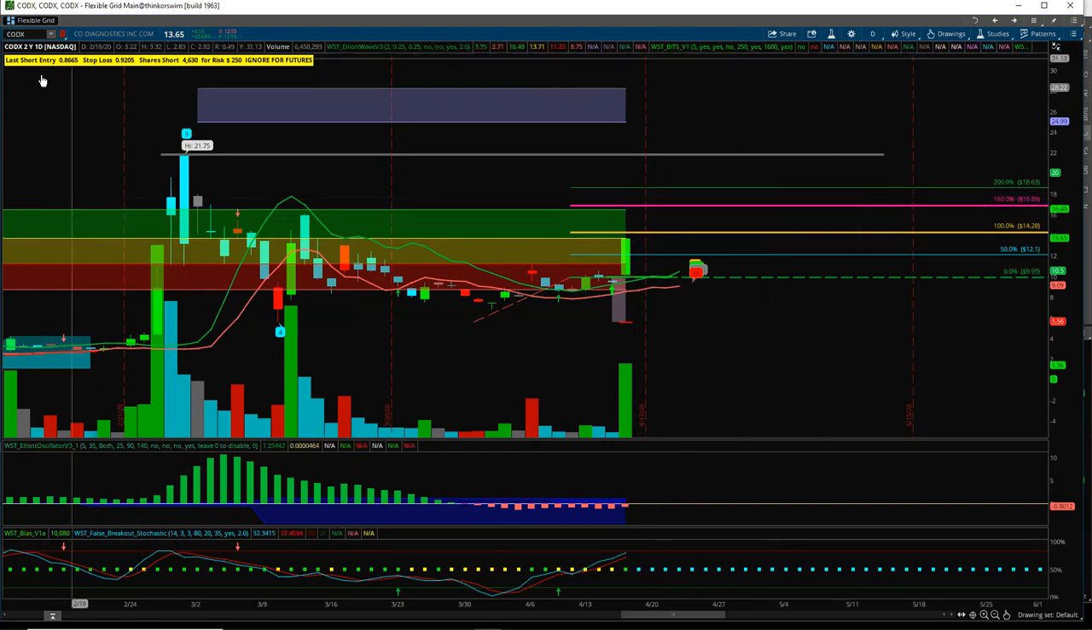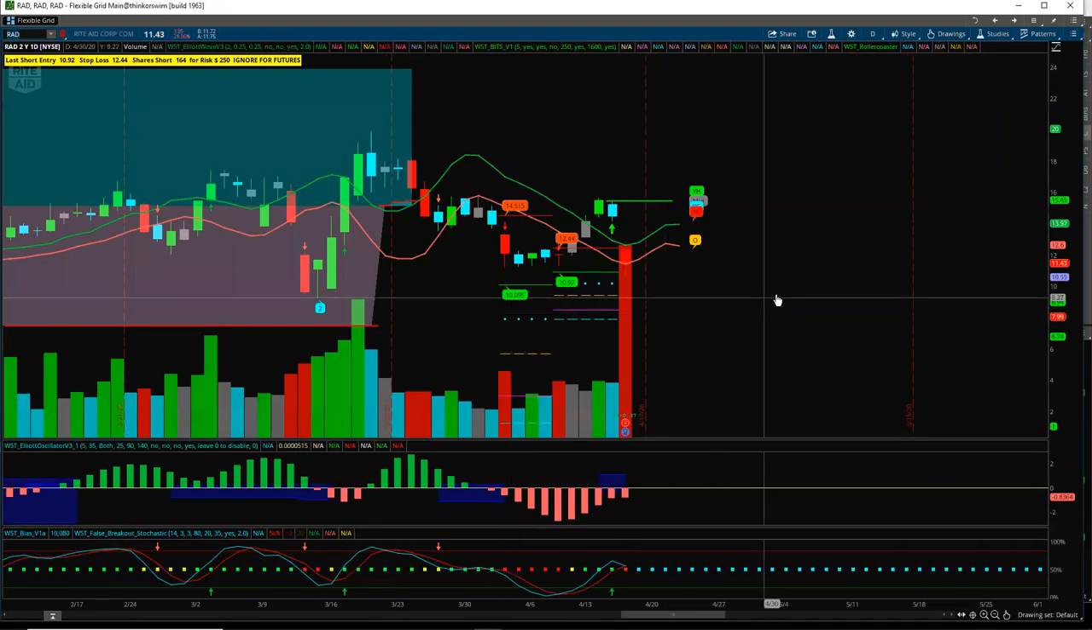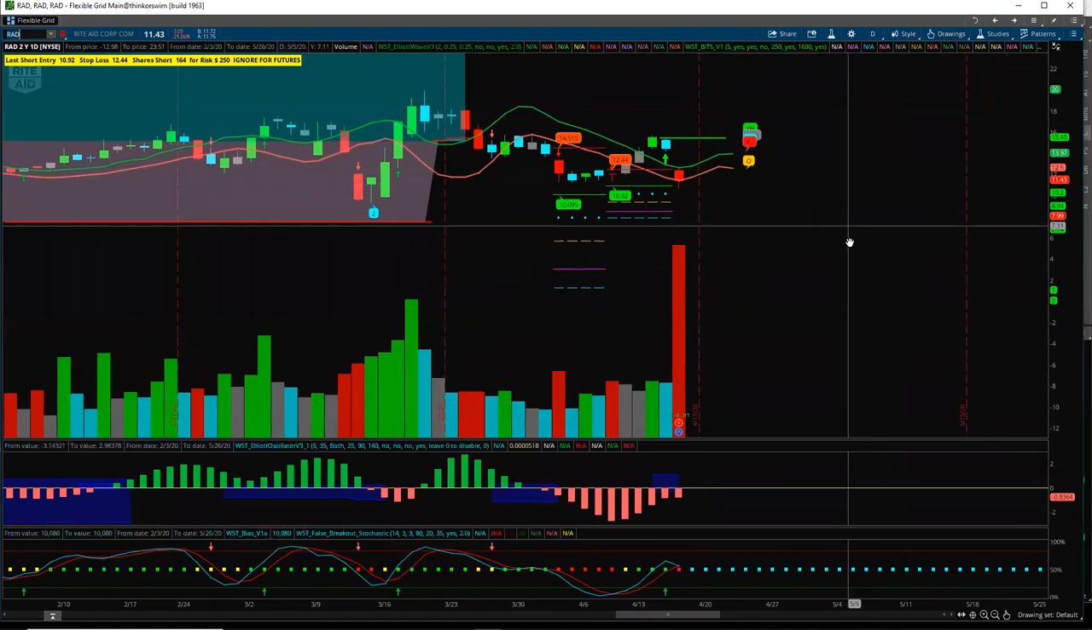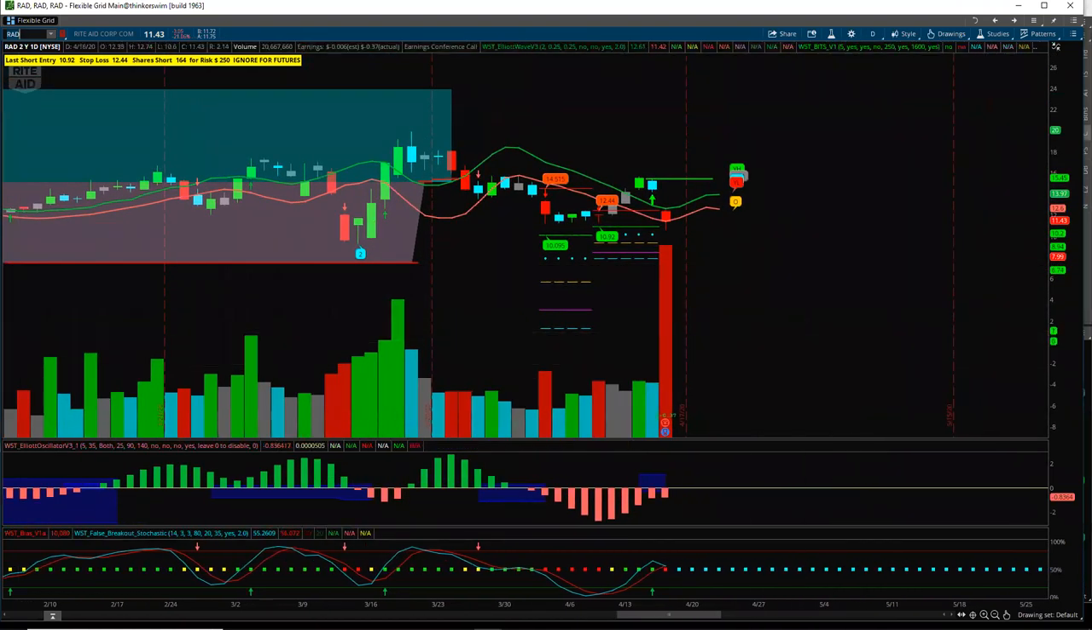Okay, we're doing roller coaster today, Trevor. RAD was another one on the smart stock scanner. That's not triggered today. That was the signal yesterday, and then we got the gap down today with large volume. So that's not triggered. Not a problem.